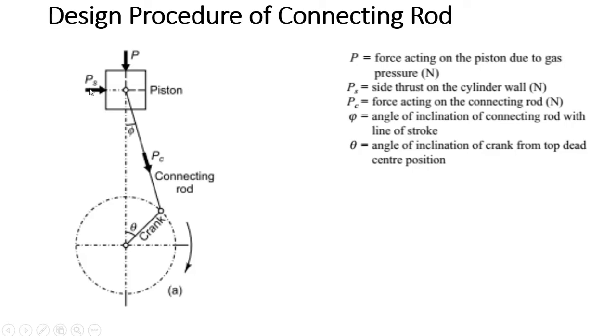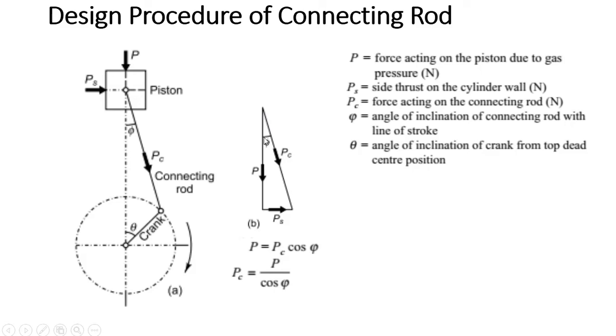This PS is a side thrust due to the cylinder wall. And then we have a PC, the force transmitted from the piston to the connecting rod. This phi is the angle between the connecting rod and the vertical axis, whereas theta is the angle between the crank and the vertical axis. So based on this we will have three forces acting on this complete system. So we will prepare one free body diagram, a force diagram for this.